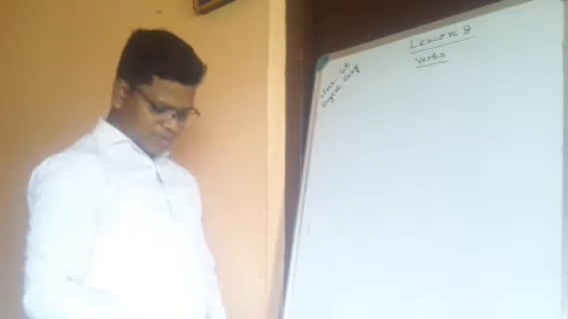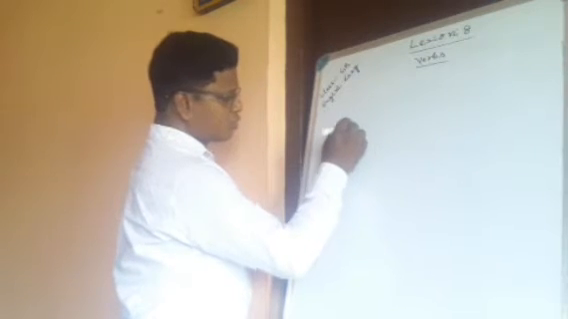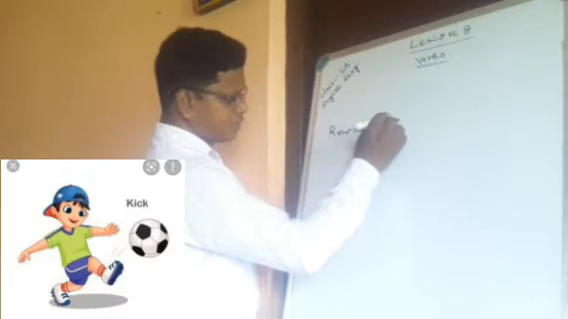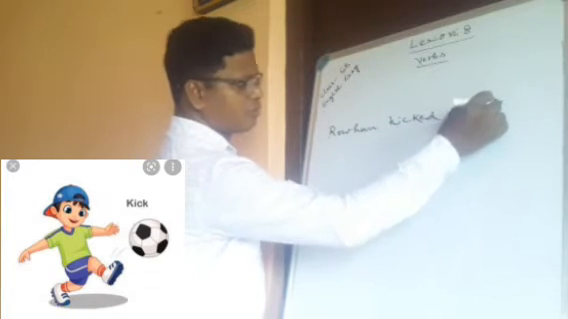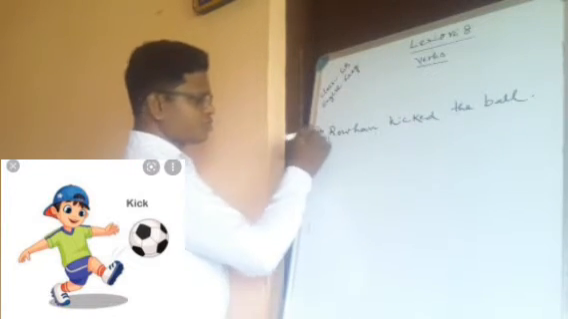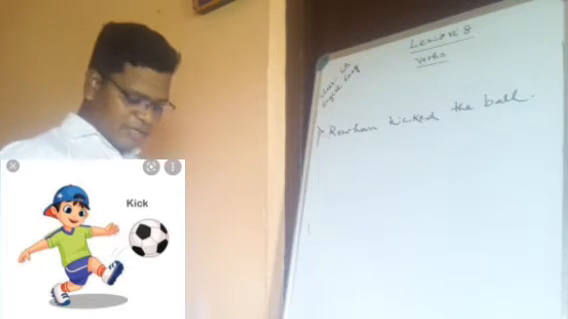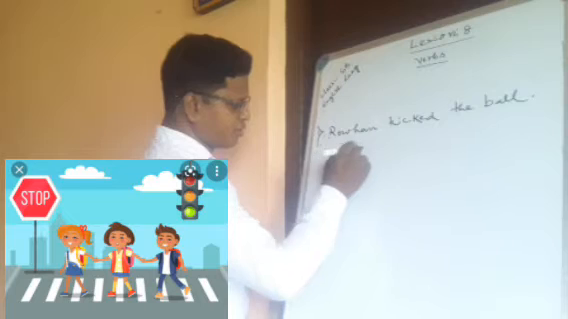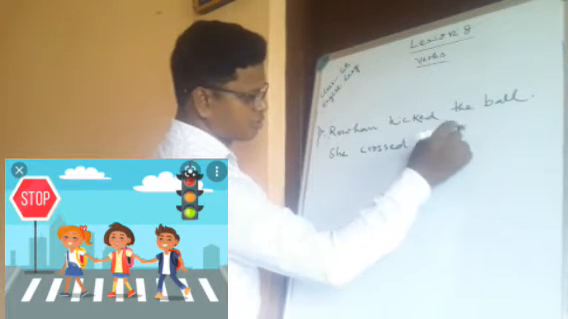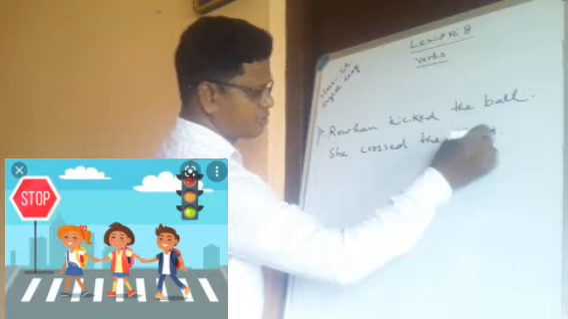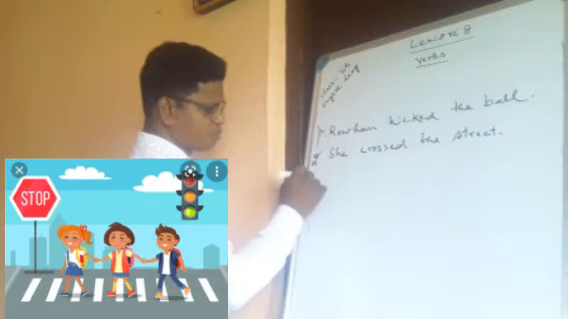Like the first example, Rohan kicked the ball. So this is the first one. Rohan kicked the ball. Next one, she crossed the street. Okay, it's number 2.